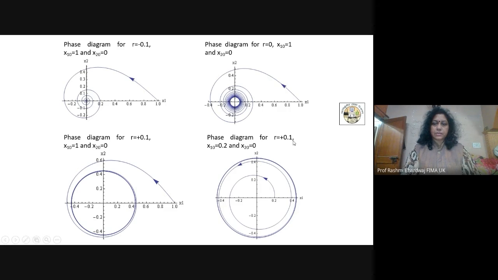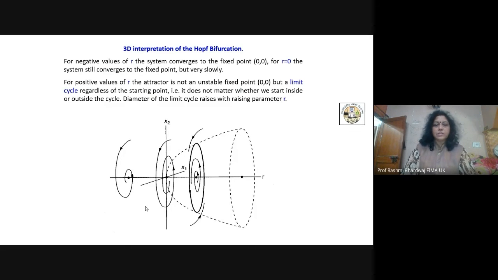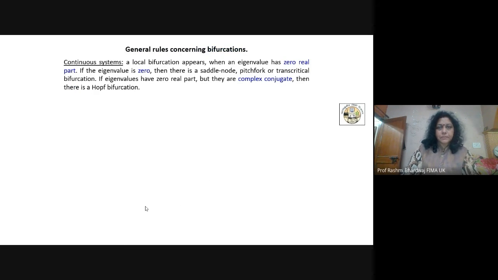But r is 0.1, so you are getting an exponential growth of cycles as the value of x naught is changing, meaning as you change the initial values. And this is the 3D interpretation of this Hopf bifurcation around the horizon. You see how we are getting different trajectories. So this is the general rule for the bifurcation.